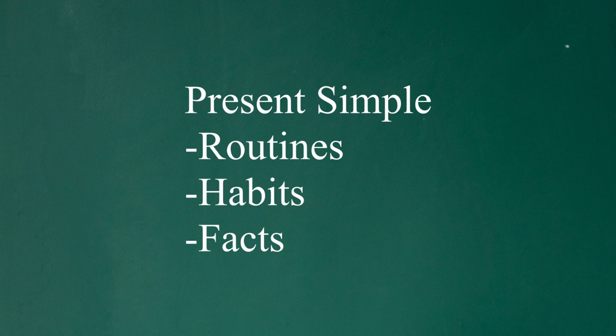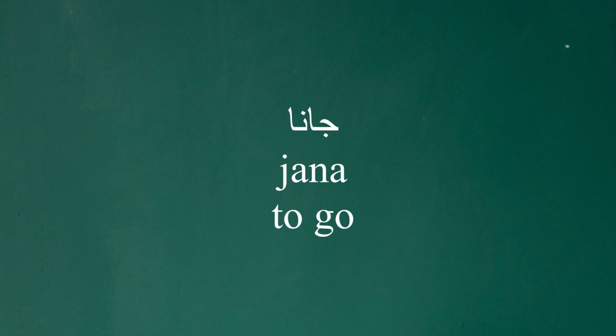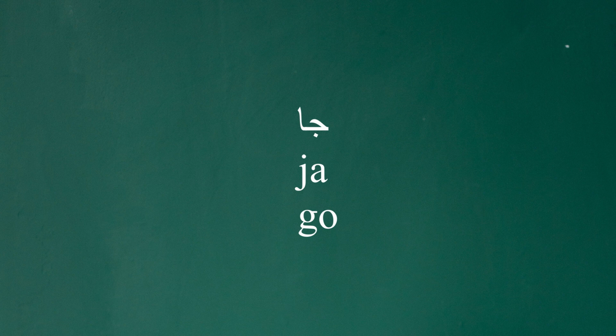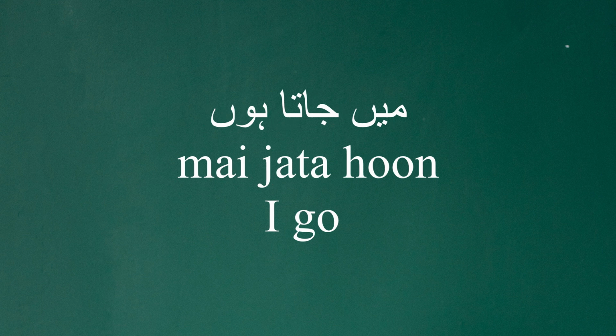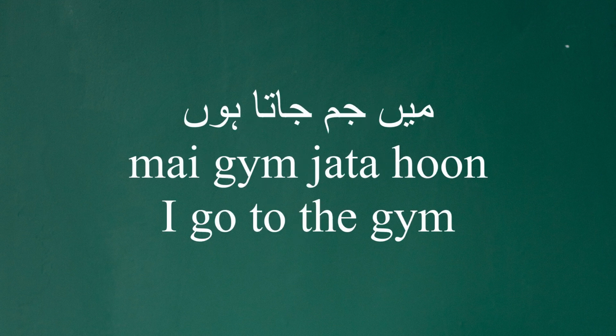So, any fact, routine, habit is present simple tense. Jana is our verb. We're going to make it into present simple tense. We're going to put a suffix with the verbal stem, ja. Main jaati hoon, that is for a female. For men it would be main jaata hoon, I go. For example, I go to the gym every day, main gym jaata hoon.